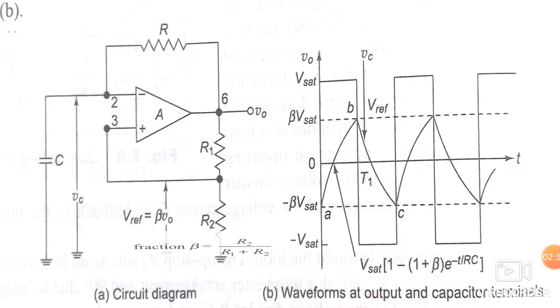This Vsat tends to establish a voltage across the resistor R2, and this voltage is given by the formula Vsat upon R1 plus R2 into R2, where R2 upon R1 plus R2 is beta. So the voltage fed back to the operational amplifier is beta times V0.